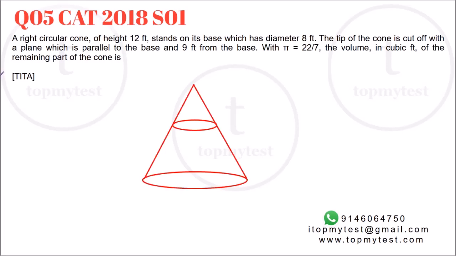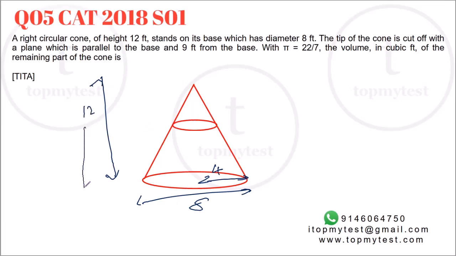So let's just visualize this figure, right? So the base diameter is 8, which means the base radius is 4, right? Now the full height of the cone is 12 and it is cut off 9 units from the bottom, which means it is 3 units from the top. Now, these are all similar triangles.